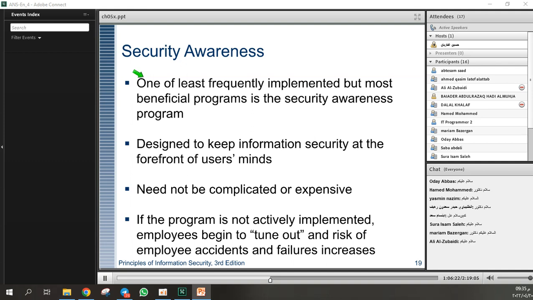Why should I have this program? Why do I need this program? If you remember in the past slides, I said that I'm using the security awareness program to reduce the chance of accidental security breaches. I'm using the security awareness program to reduce the risk of those accidental security breaches.